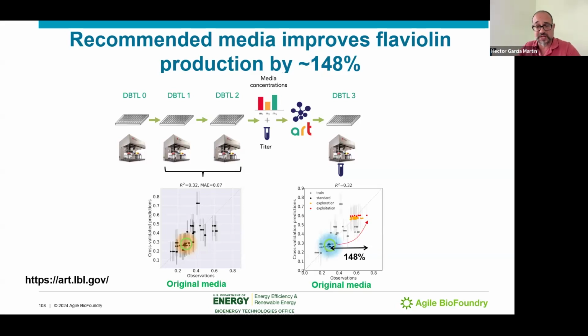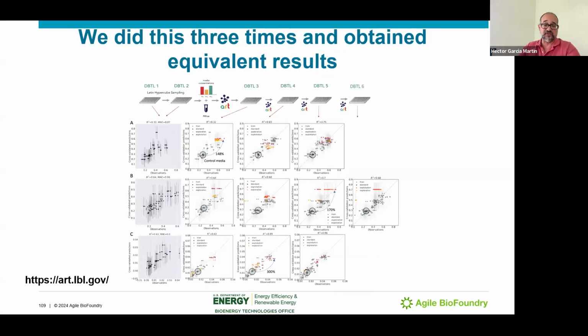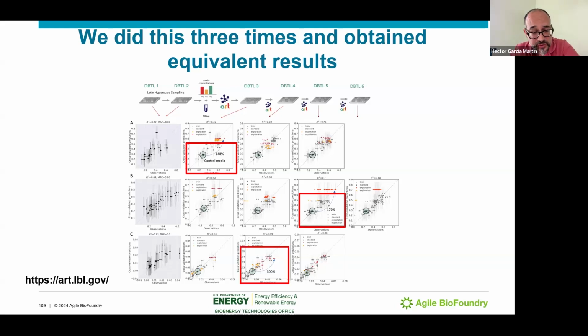And if you go to the next slide, you'll see that we've done this several times. The top one is the one that increased 148%, and the next one was another set of DVTL cycles. We were trying to increase titer, and we were able to increase it by 170%. And in the next one, we used it to increase yield, and it increased yield by around 300%.